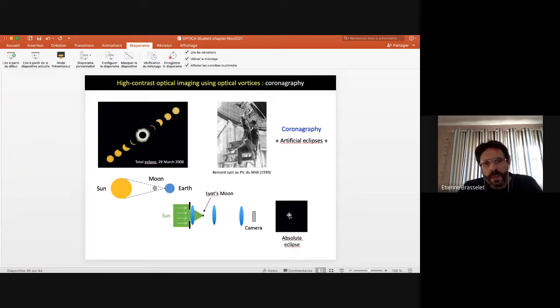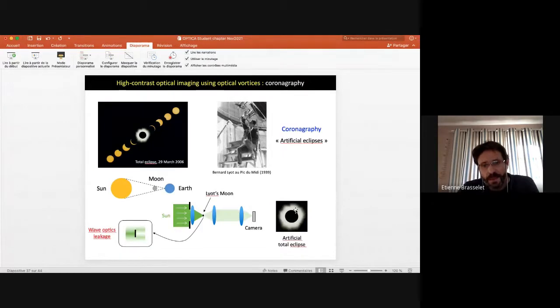Leo says that, okay, I would like to mimic celestial mechanics. I will place my moon, which is a small obstacle, in a Fourier plane of the telescope. This way I have an absolute eclipse. And then down, I can observe the corona very easily, and this is what he started to do. And he made a very nice improvement of the observational understanding of the corona of the sun.